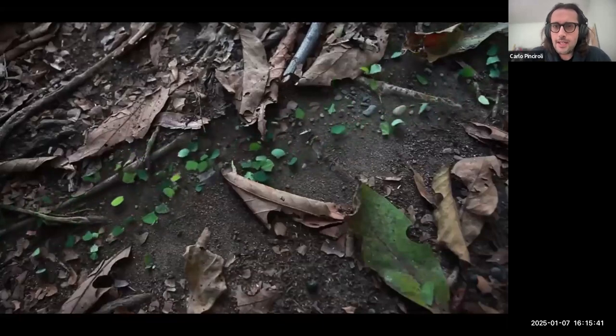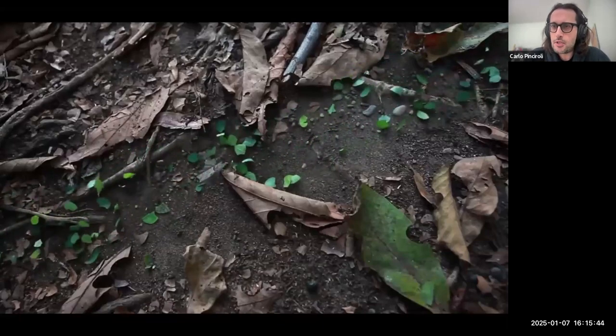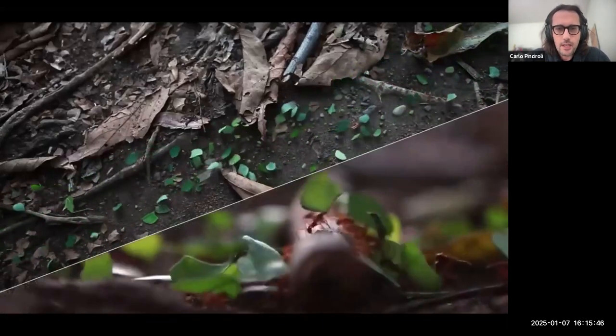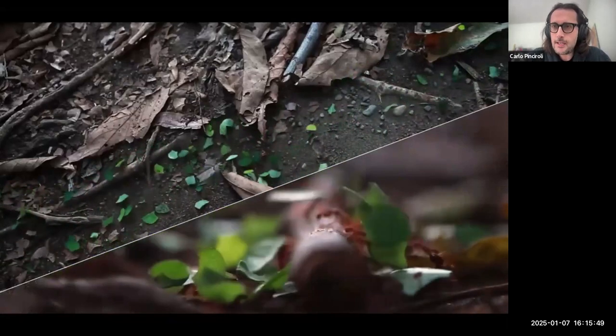These are ants carrying leaves. You might have seen this video before. Have you seen it? Yes. Okay, so this was a National Geographic video.